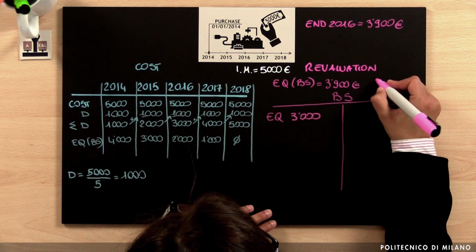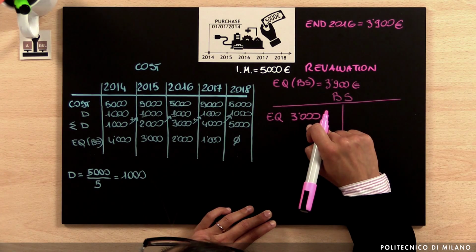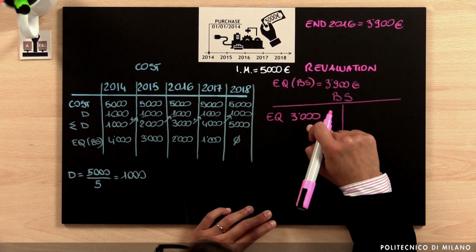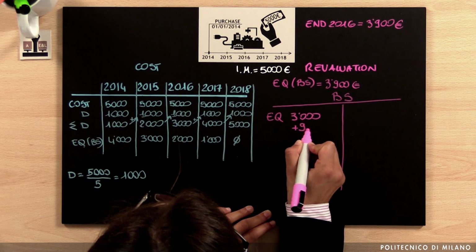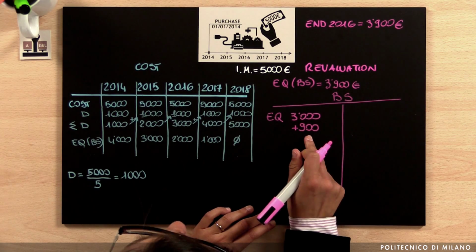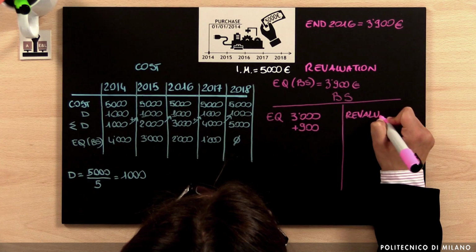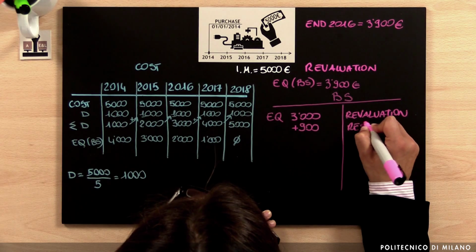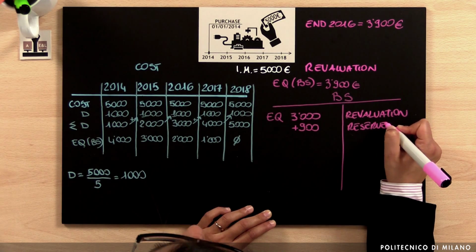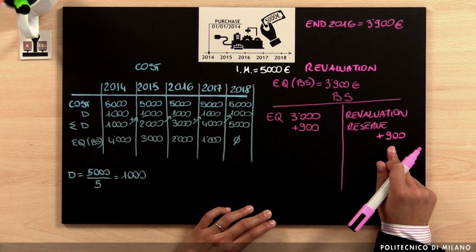Now, the difference between 3,900, which is the fair value, and the book value is equal to 900 euros, which means that the revaluation of the equipment is equal to 900 euros. This 900 is recognized within the revaluation reserve. The revaluation reserve represents a component of the shareholders' equity, and we will have a value of 900 euros, which represents the difference between the fair value and the book value.